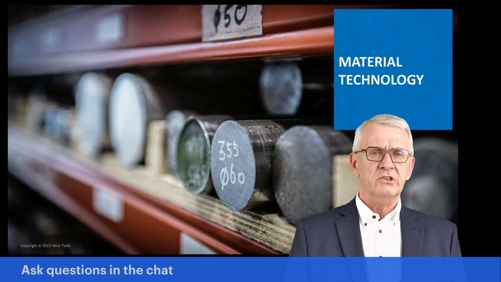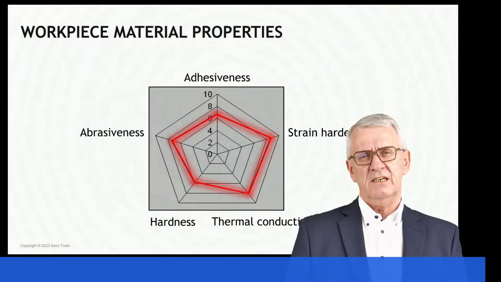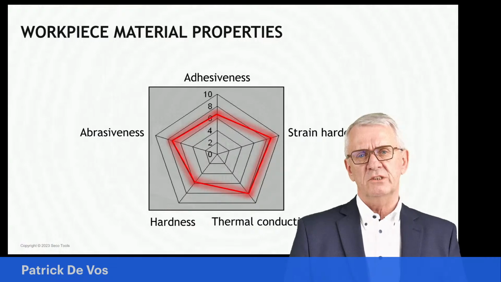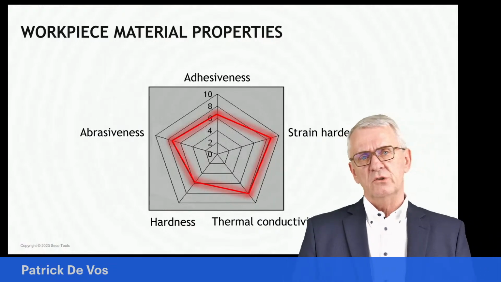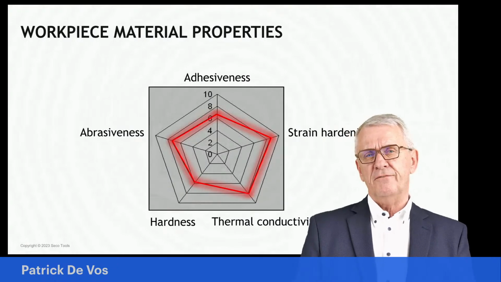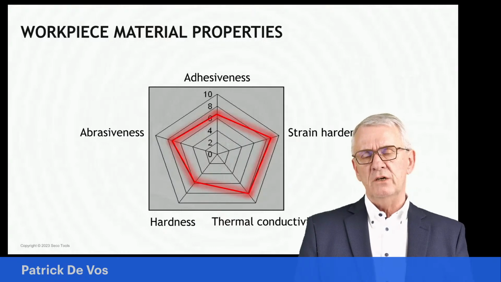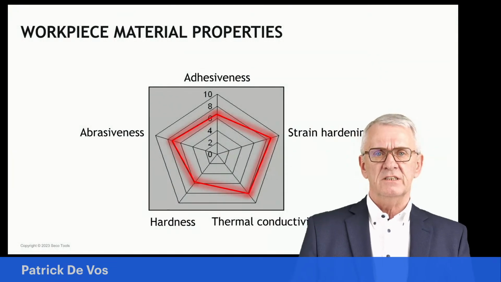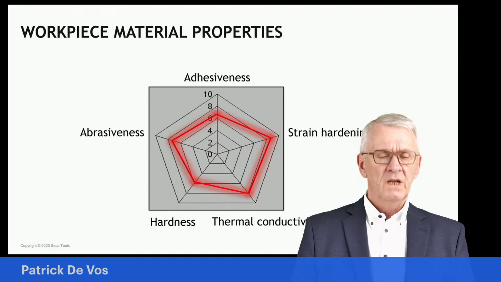And first, a very important thing I want to bring back in mind: the material we machine has a decisive effect on the amount of heat which is generated. Perhaps you remember in one of the previous sessions we talked about workpiece material properties, and we explained that there are 5 properties we have to bear in mind when we look at the machinability of a workpiece material: the hardness, the abrasiveness, the adhesiveness, the strain hardening, and the thermal conductivity.